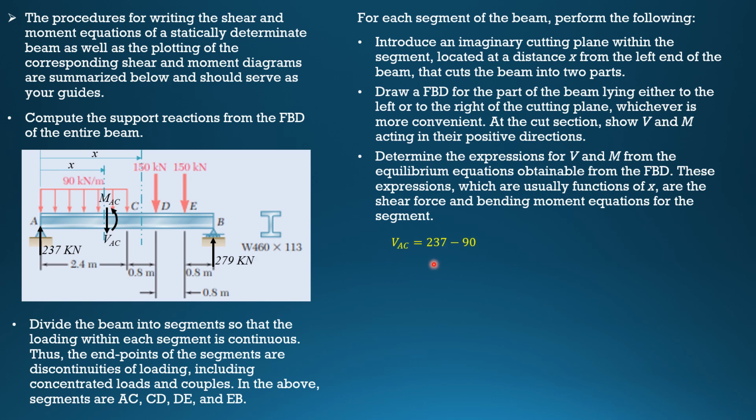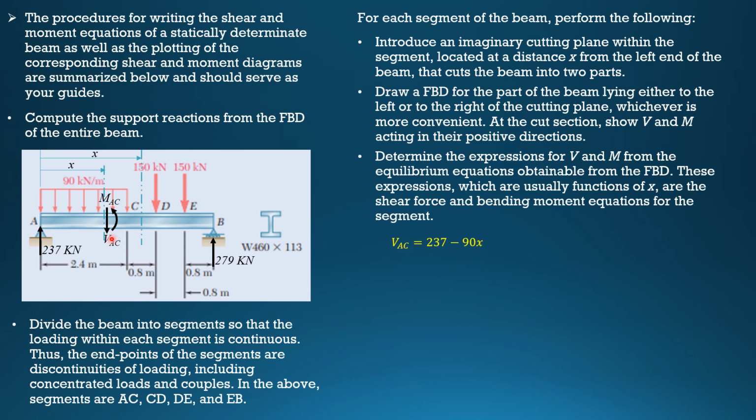So shear in AC is equal to, for example here, summation of forces in y equals 0 for the segment. So 237 minus 90 times x minus shear AC equals 0. Therefore, shear AC is 237 minus 90 times x. The shortcut, therefore, is that shear in AC is simply upward minus downward force. So that's it. That's the shortcut.